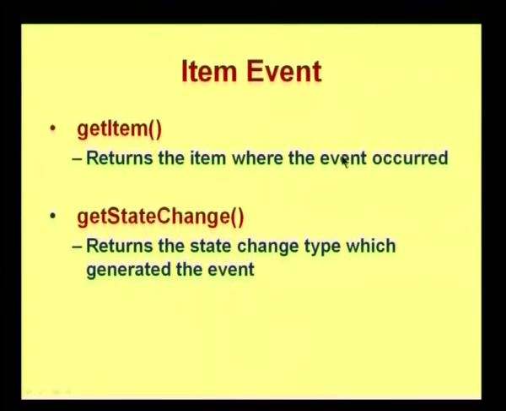So, whenever I select an item, the item where the event occurred. This happens in your choice and your list. Whenever I am choosing one particular item from a number of items, this event will be fired, and from this I can get the item.